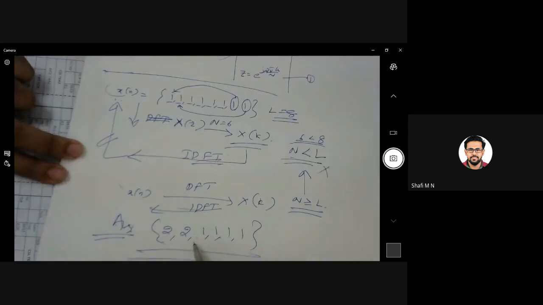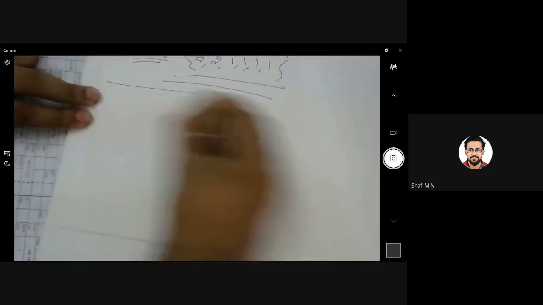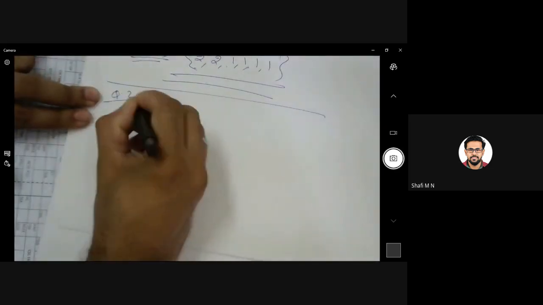And the comment is that the first two samples got overlapped, or you had time domain aliasing. Hope the thing is clear to you. I will write the next second question on the note.